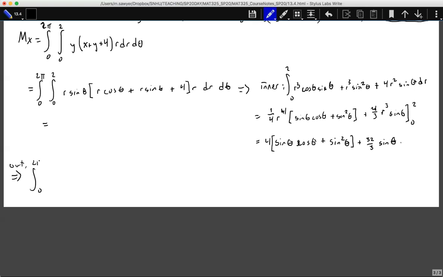So then our outer function becomes the integral from 0 to 2 pi of 4 times the quantity sine theta cosine theta plus sine squared theta, plus 32/3 sine of theta d theta. So now we just need to integrate this outer function.